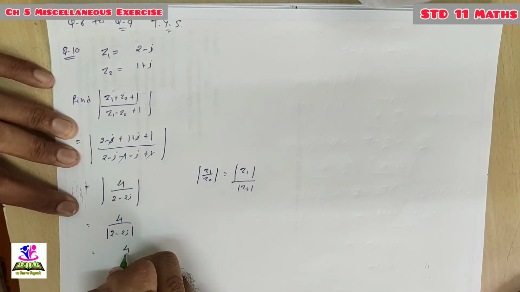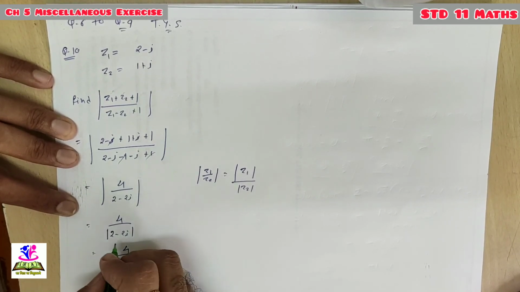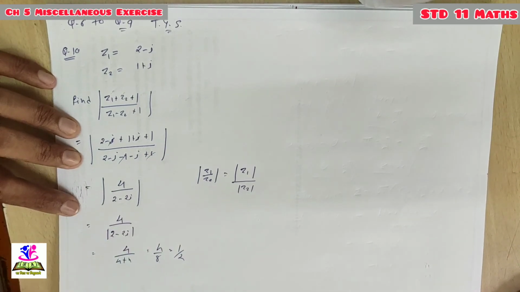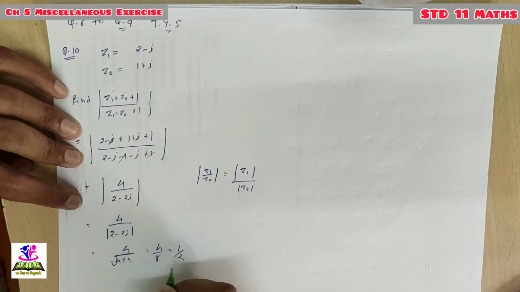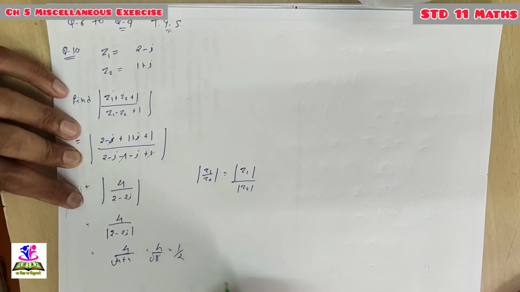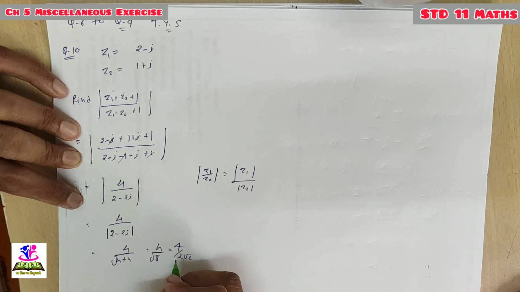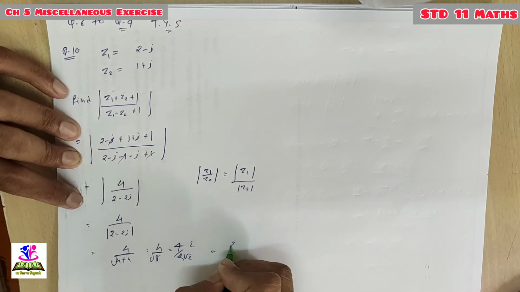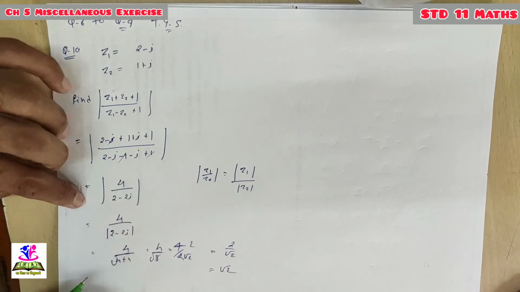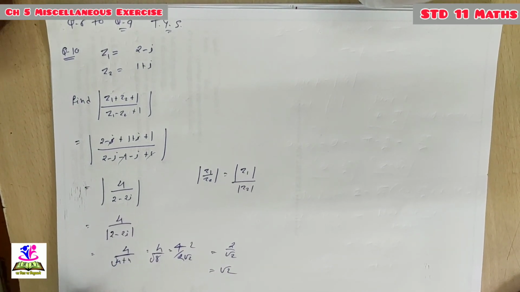Done. So our answer is real part square plus imaginary part square: 4 plus 4 under the square root. Done. So square root of 8 is what? Square root of 8 is 2 root 2. 4 upon 2 root 2. So 2 twos are 4, so that is equal to 2 upon root 2, which is root 2. Done. So this is your answer. Done.